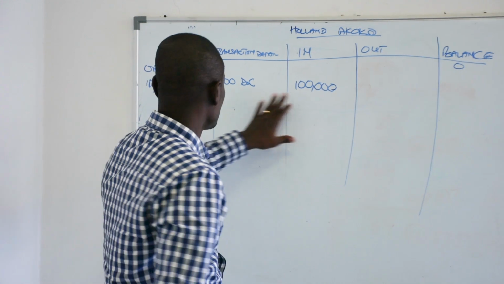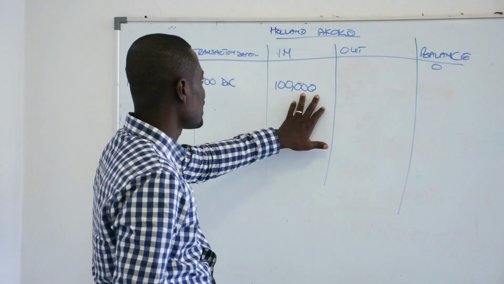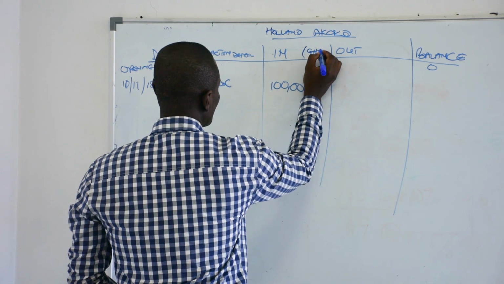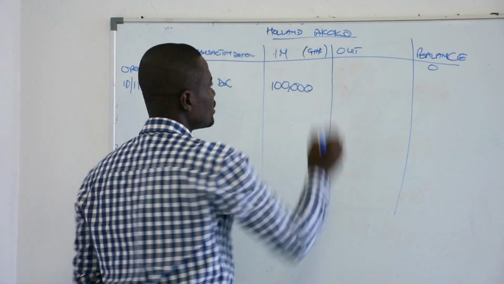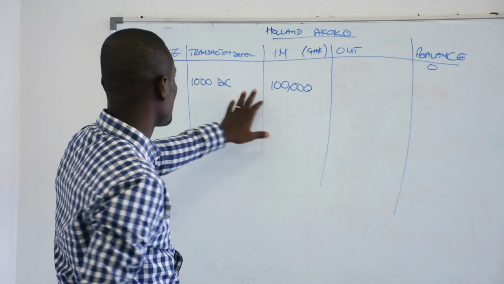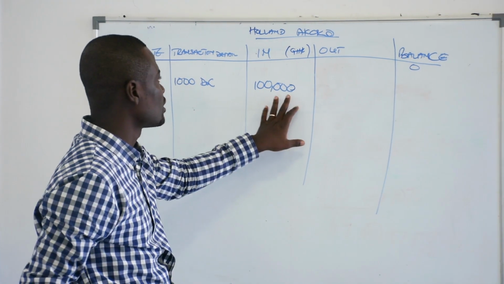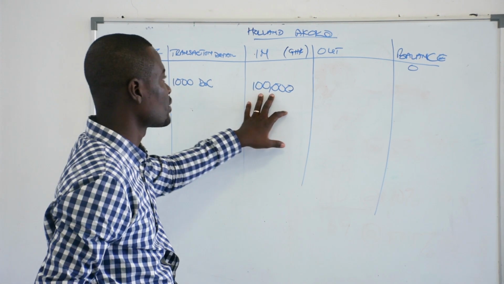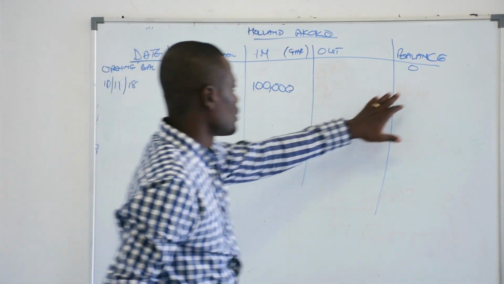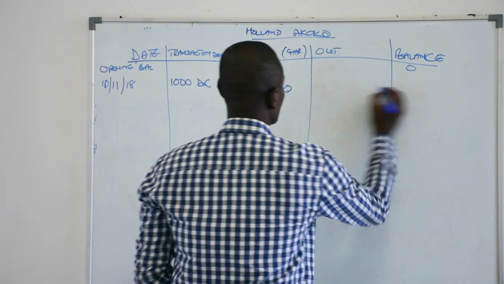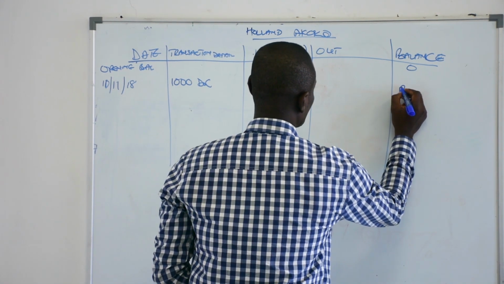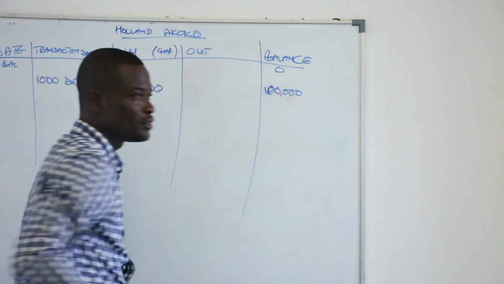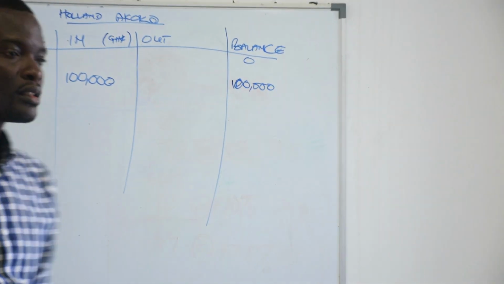So Holland Akoko supplies us. This is in cedis. That is the assumption that we are dealing in Ghana cedis. So Holland Akoko supplies us 1,000 DOCs. The total cost of the transaction of the 1,000 DOCs is 100,000. Balance owed Holland Akoko at this point is 100,000. I believe that is quite clear.